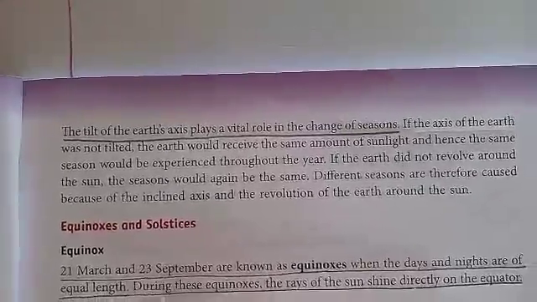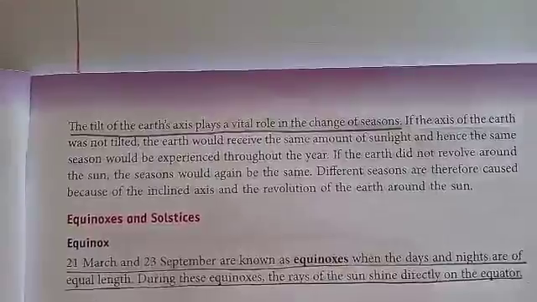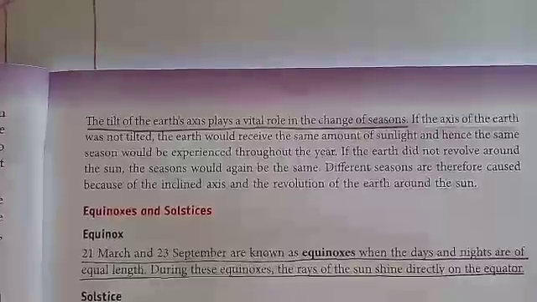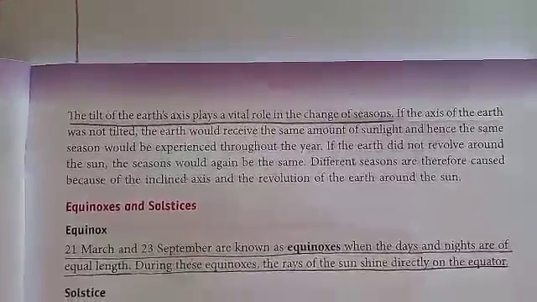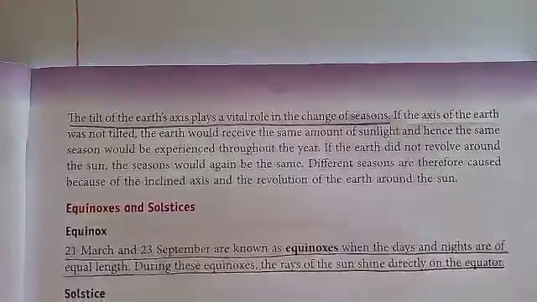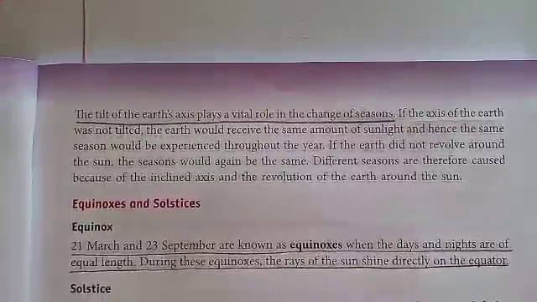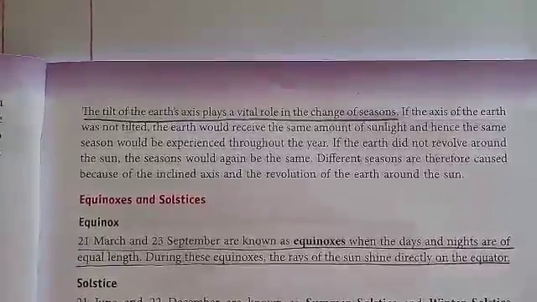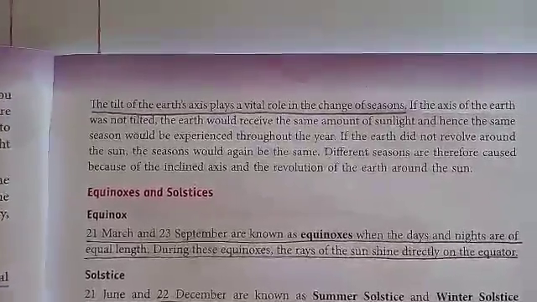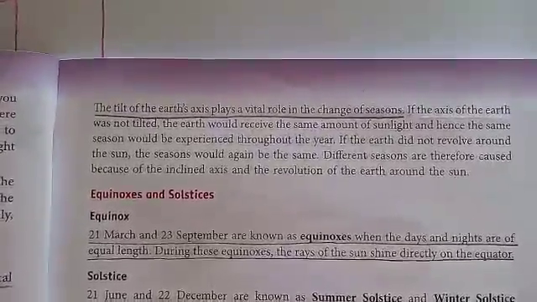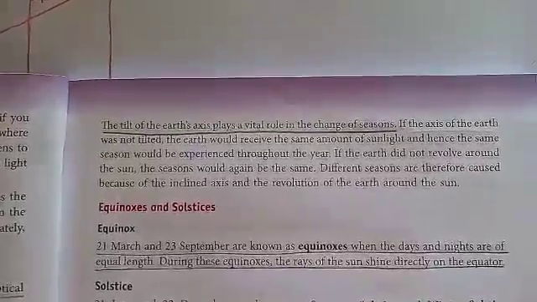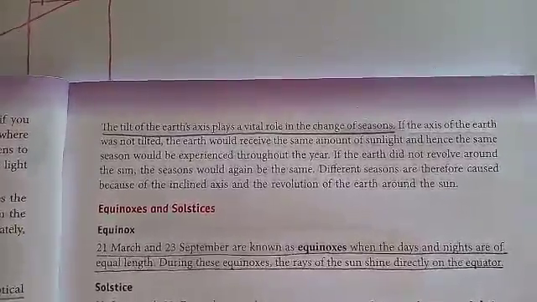The tilt of the earth's axis plays a vital role in the change of seasons. If the axis of the earth were not tilted, the same amount of heat and sunlight would never change the season, and revolution also plays an important role in changing the season. So revolution and rotation play an important role on earth in giving us different seasons. Thank you for today, and tomorrow we'll study the eclipse, equinox, and solstice. Thank you.